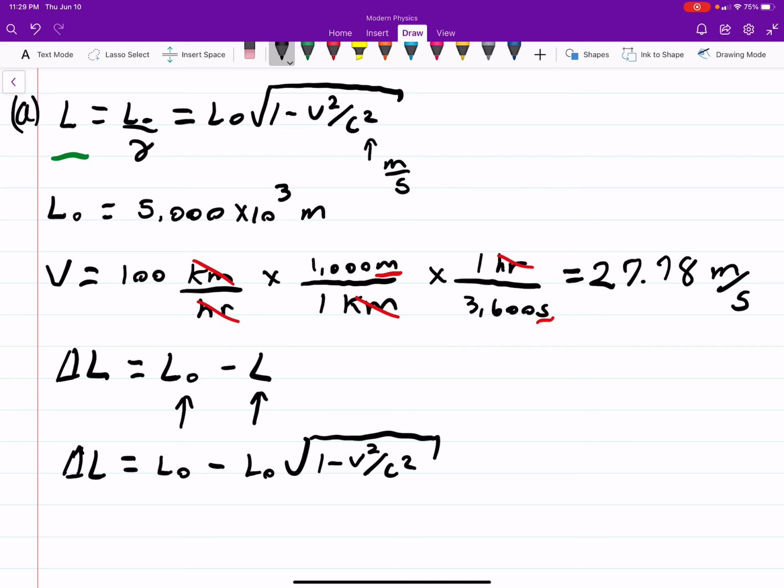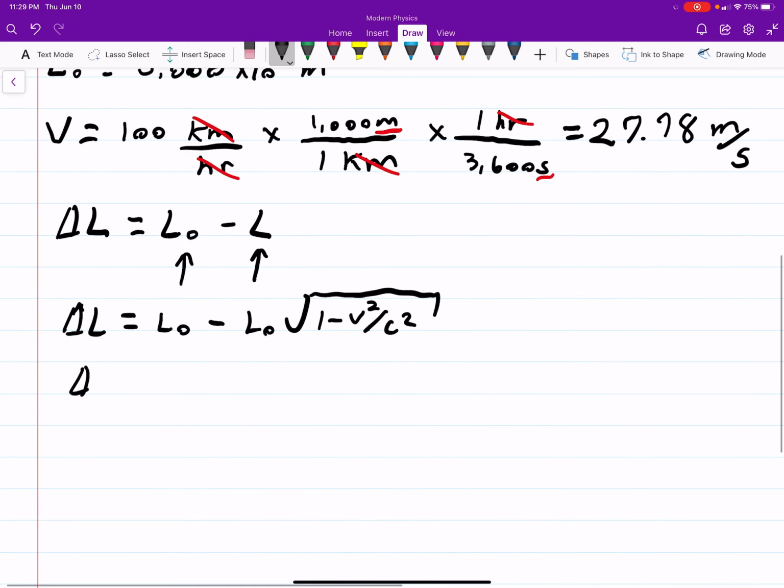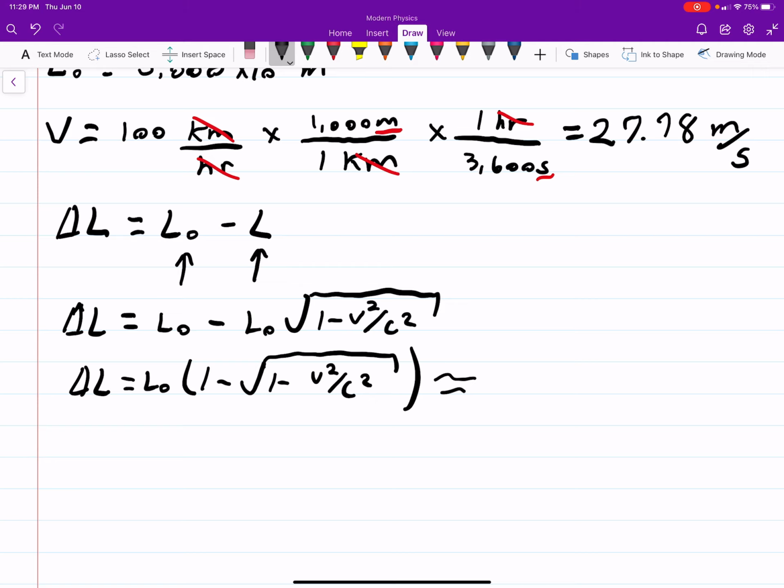Okay. Now I'm going to factor out an L naught. Now you can plug this into your calculator, but because the speed is so slow in comparison to the speed of light, you're probably just going to get the exact same answer. It makes sense, because if you plug this in your calculator, this number is so much smaller than this number that the whole fraction is almost 0. Which means it's 1 minus the square root of 1, which we know to be just 0. So there is no difference in length, is what that would be telling us. There's no contracted length, no difference between the two.